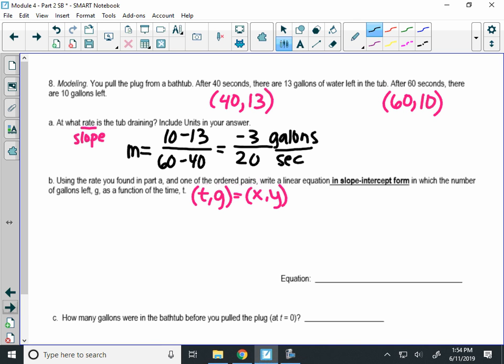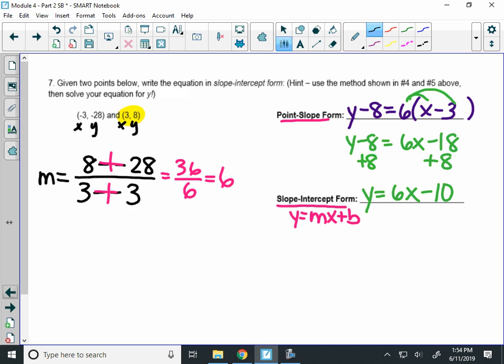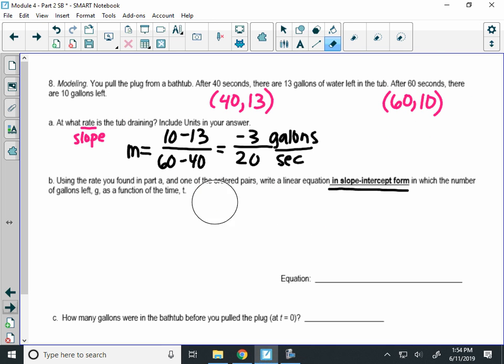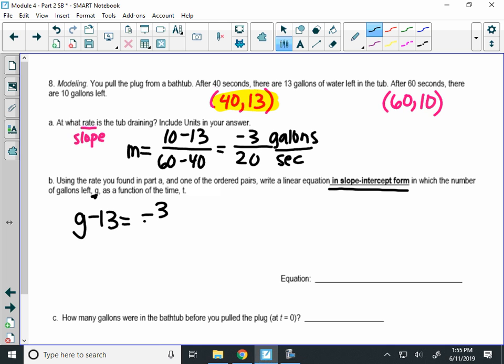Now let's write an equation. We're going to start in point slope, eventually get into slope-intercept form. So I have to do what I did back in number 7 here. I have to get point slope form and solve for y. All right, so instead of y, it says use g. So now g, let's see, which point do we want to use? Let's use 40, 13. So we'll take g minus the 13 equals my slope times time minus 40. Okay, those numbers, remember, 13 is gallons, that's why it goes with g, 40 and t go together.